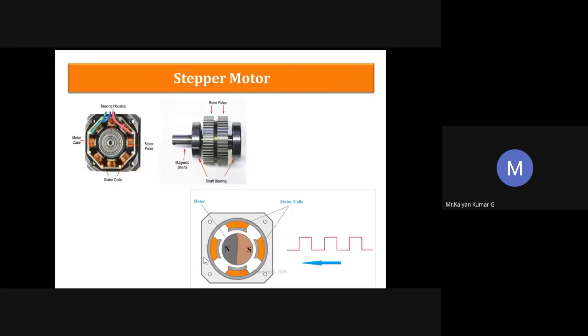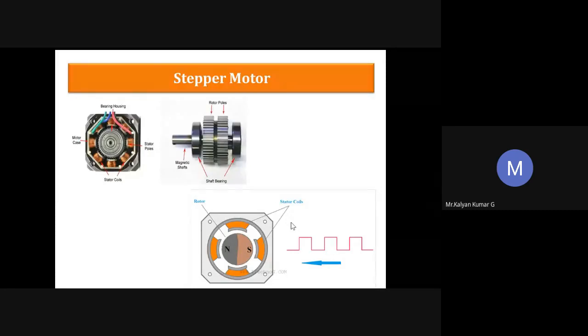So this is a view of how a stepper motor looks. Hope you know what this is. This is the stationary part, normally called the stator, and in between we have the rotating part, the rotor, which has a pole-like structure. Even in this diagram you can see clearly that in between we have the rotor, and outside it is the stator.